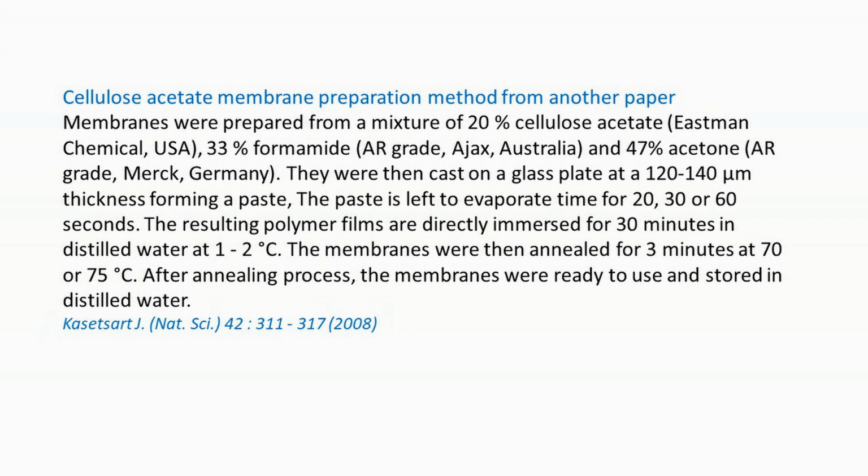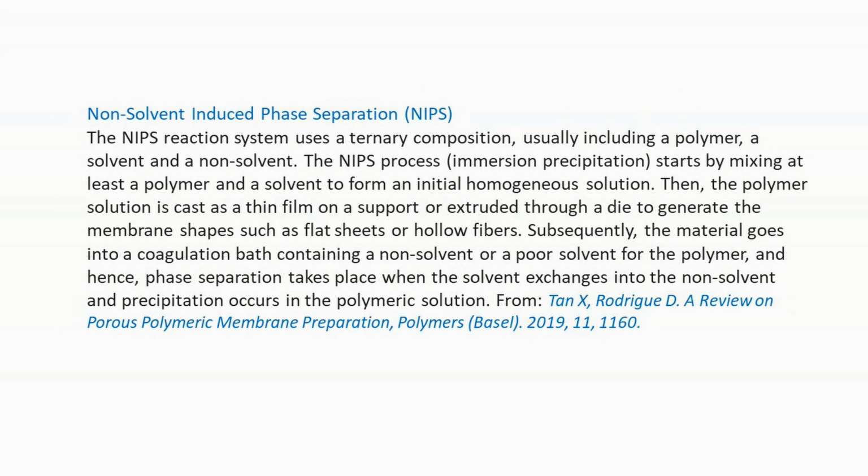What does it say? The resulting polymer films are directly immersed for 30 minutes in distilled water at 1 to 2 degrees centigrade. Water is effectively an anti-solvent. When one adds water into the system, effectively what happens is that the cellulose acetate's affinity for the solvent reduces, and in turn, the cellulose acetate molecules start interacting with each other. And that leads to a kind of physical cross-linking.